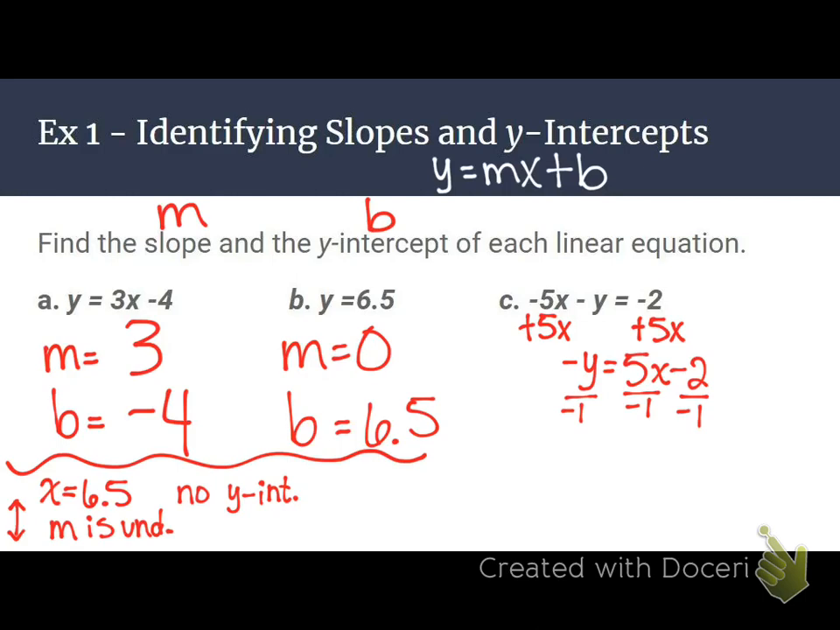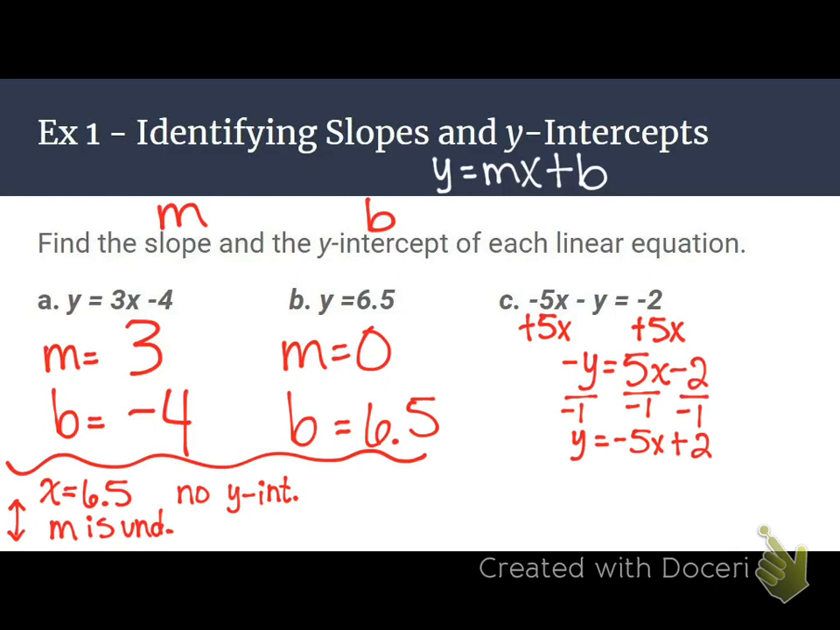When we do that, our y turns positive. What happens to our 5x? It goes negative. And what about our minus 2? Becomes a plus 2. So sometimes you might have to change it to be in slope-intercept form.